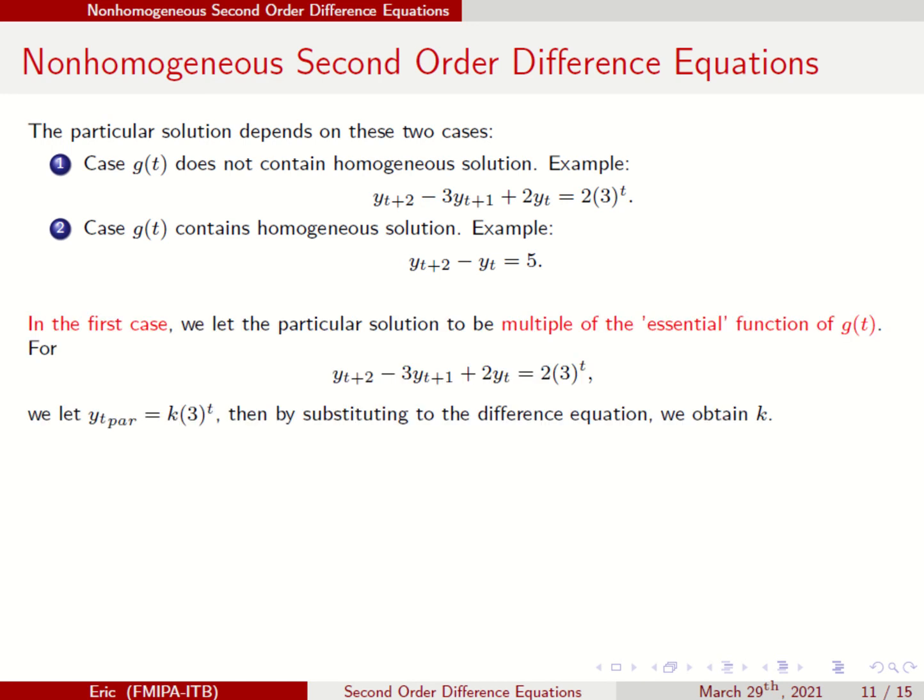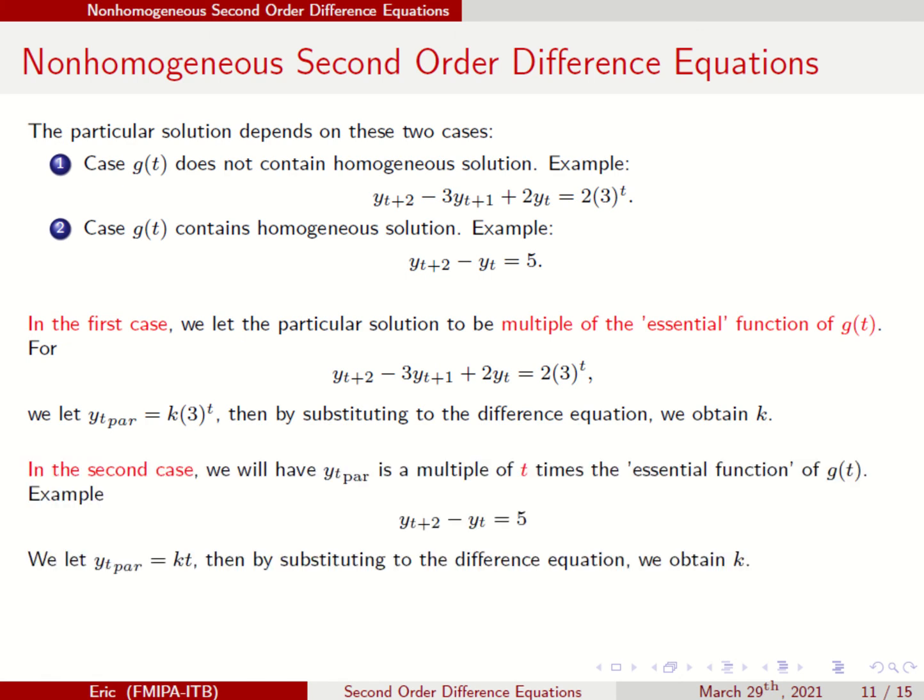So in this first case, we let the particular solution be a multiple of the essential function. If the GT is 3 to the power of t, you let yt particular be a constant multiple of 3 to the power of t, that is k times 3 to the power of t. You can substitute this into your difference equation and you will find what k is for the particular solution. And don't forget, your general solution is the homogeneous solution plus the particular solution.